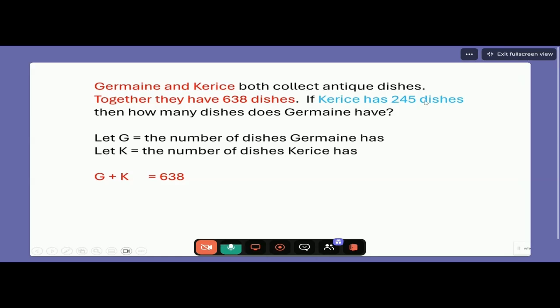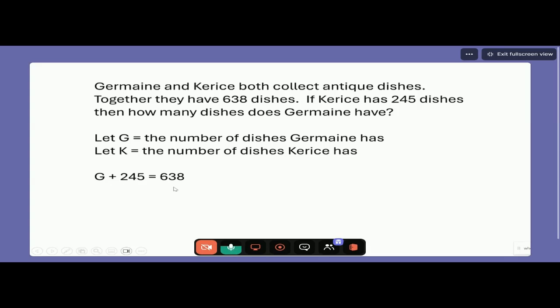But we know that Carice has 245, which means here when we say K is the number of dishes Carice has, we know that's 245. So we're going to take this K here and replace it with 245, like so. Now we have a nice simple equation. Let's get rid of all the color coding. Ignore everything up here. We used all this information to create the equation. Now we have a nice simple equation to solve.